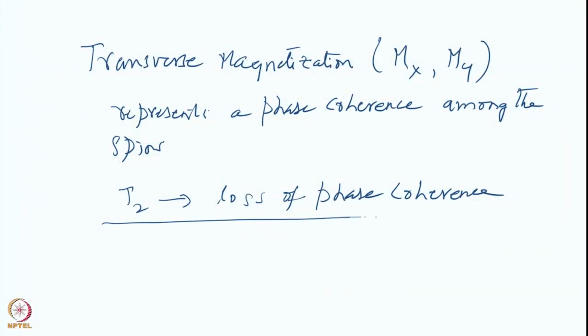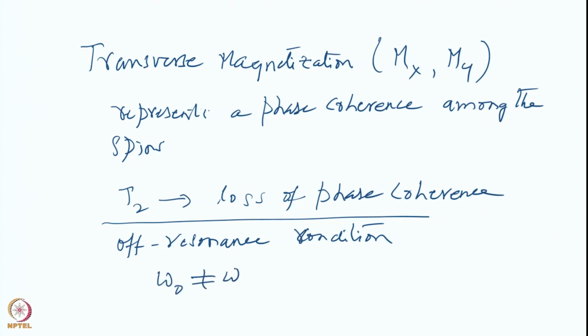Let us look at one more concept, suppose we are not at resonance but in an off resonance situation. That means that omega naught is not equal to omega. So, therefore, omega r is not equal to 0. So, how do we represent this?